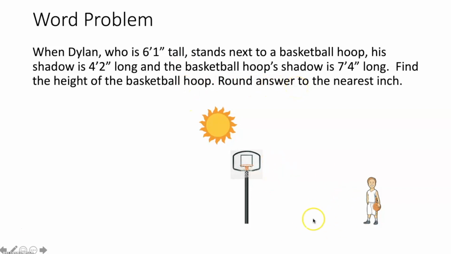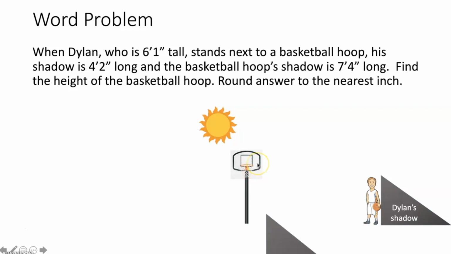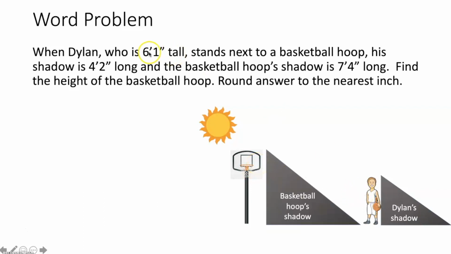So let's label our figure down here. Dylan is casting a shadow, as is the basketball hoop. We know Dylan is 6 feet 1 inch tall. We also know his shadow is 4 feet 2 inches long. We know the basketball hoop's shadow is 7 feet 4 inches long. And we want to figure out what's the height of the basketball hoop. So we'll call that x. That's what we're trying to find.